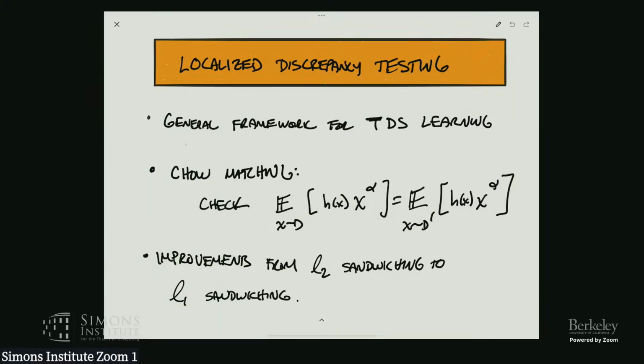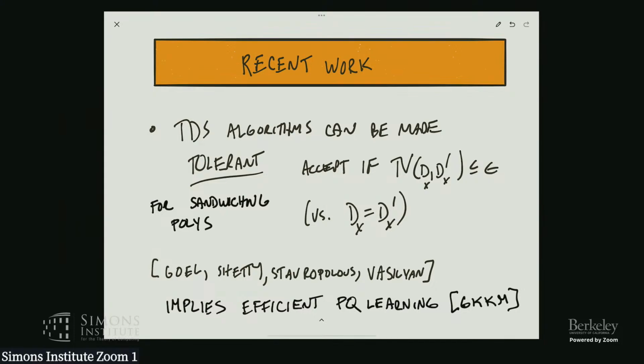One thing I really want to get to is a recent paper by Sirbi and Abhishek Shetty, Kostas, and Arsen. They came up with a set of tolerant TDS learning algorithms that accept as long as the TV distance between D of x and D prime of x is at most epsilon. So instead of, again, just D of x equaling D prime, they can relax this. And they use a very interesting outlier removal lemma that also gives some interesting new algorithms for malicious learning.